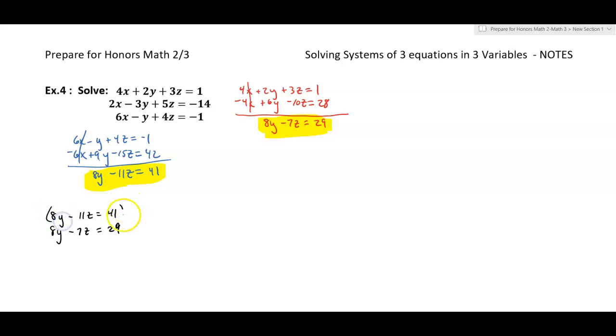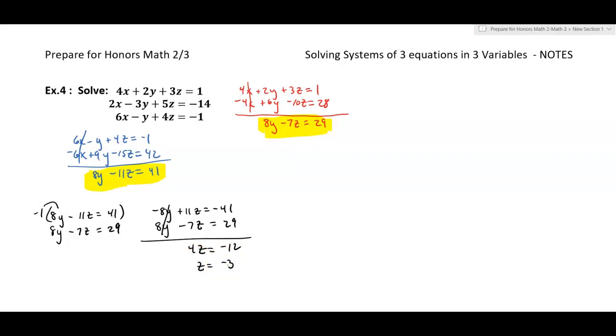If I multiply this top equation by negative 1, that would turn this into negative 8y plus 11z equals negative 41. And I'm going to keep the bottom equation the same because now the y's will eliminate when I add them together. That would give me 4z equals negative 12. So z is equal to negative 3.